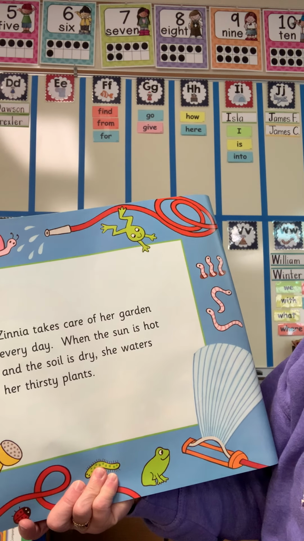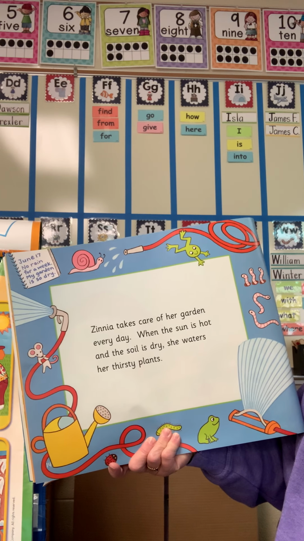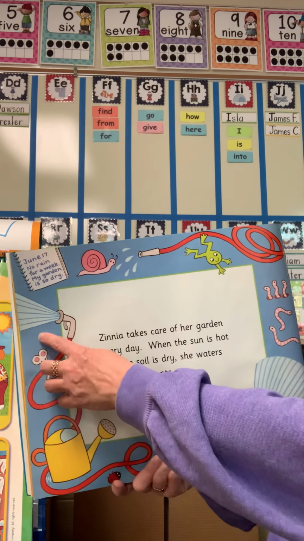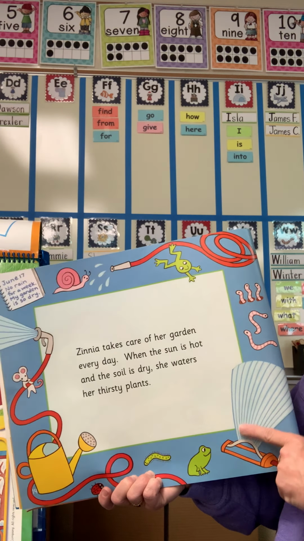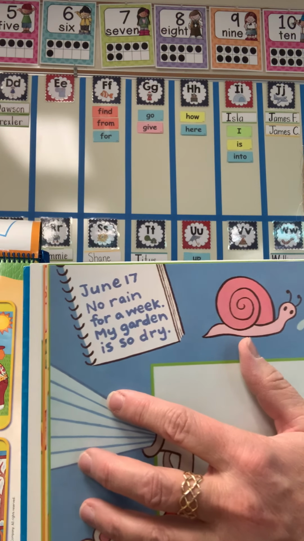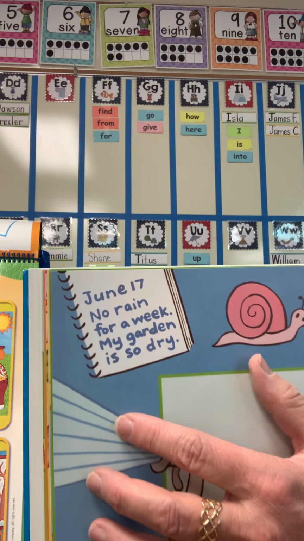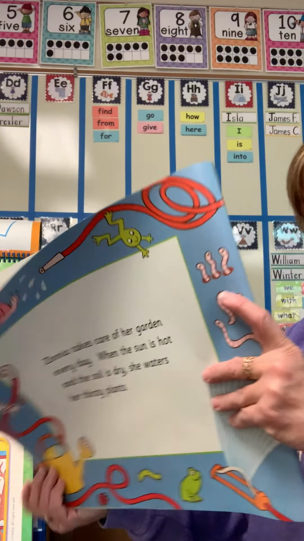Zinnia takes care of her garden every day. When the sun is hot and the soil is dry, she waters her thirsty plants. You can see here she got out a hose and a sprinkler. And it says June 17th, no rain for a week. My garden is so dry. Remember, plants must have water to grow, right?